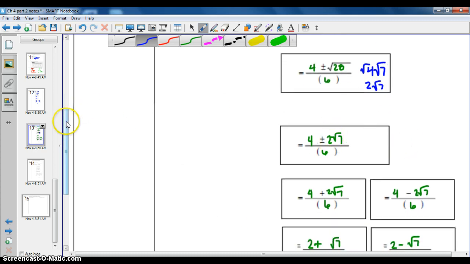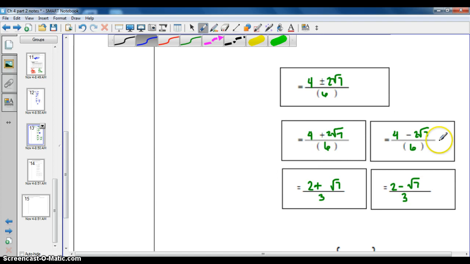And then we want to separate. And then let's look to see if we can simplify. So these three numbers, if there's a factor that you could divide each of them by, then you can go ahead and simplify, which we can in this case. Divide every single one by 2, and then we get our final answer. 2 plus radical 7 over 3 and 2 minus radical 7 over 3.